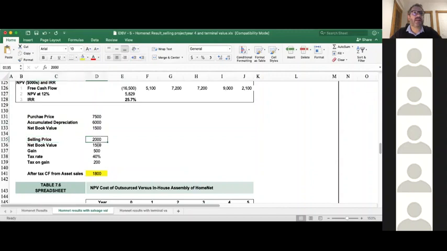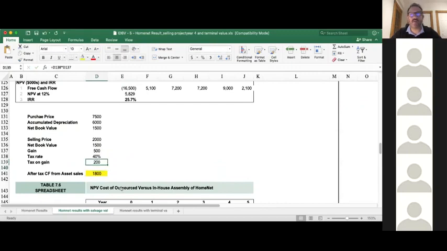So what we were saying is that we have a gain of 500. Sorry, there is a little mistake in the slide about the tax rate. It says 0, but it's 40%. So the tax on the gain is of course 200.